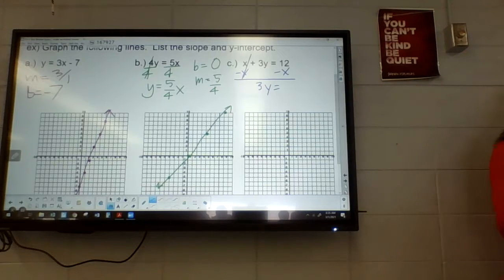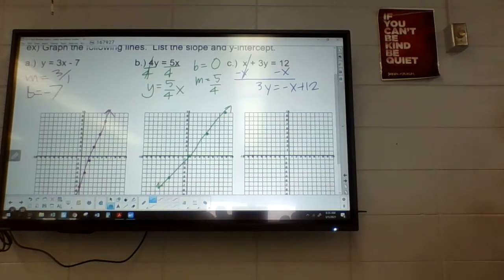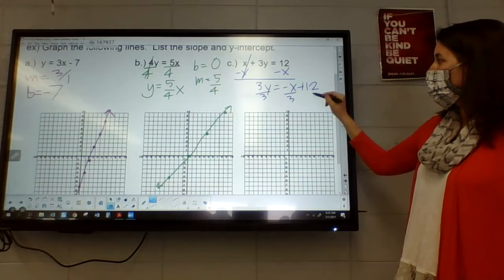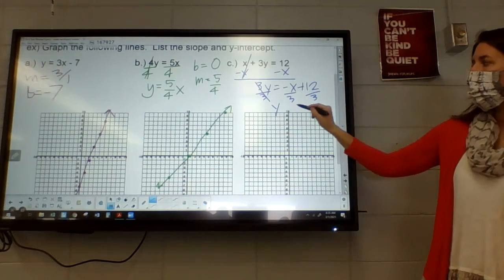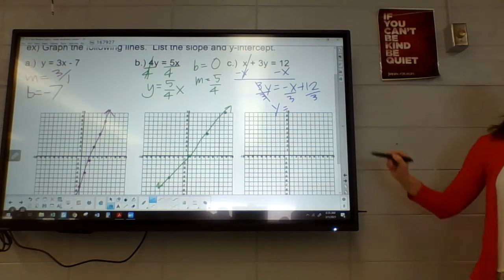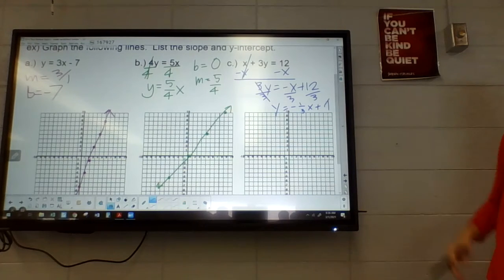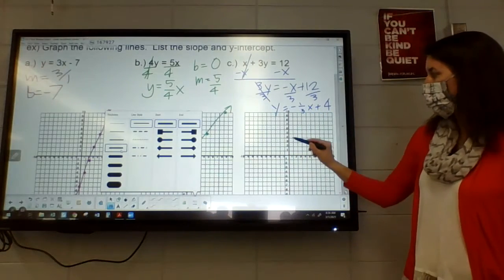Now when I write this, I'm going to write the X term first, because I want it to be mx plus b. So I have negative X plus 12. We have to get rid of that 3, so we're going to divide both sides by 3. I'm going to show divide by 3 in all 3 spots so I don't forget about it. So in front of the X, it's going to be a negative 1 over 3. And then 12 over 3, which is just going to be 4. So this one will begin at 4 on the y-axis.